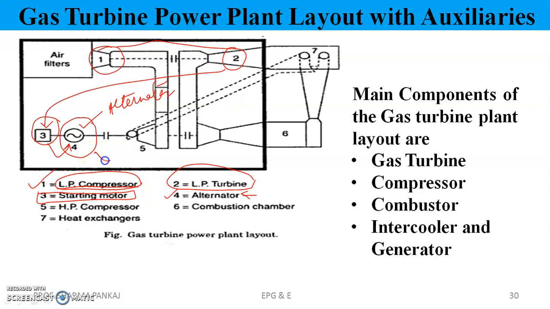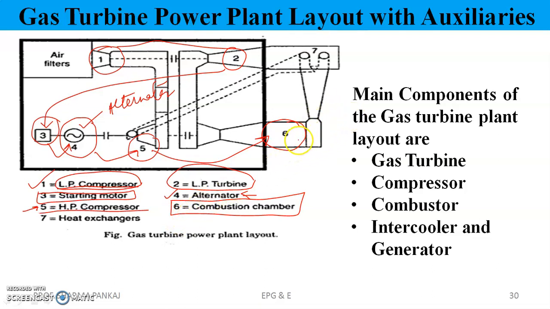From point number 4 we are moving to point number 5. Point number 5 is the high pressure compressor, the HP compressor. From point number 5 we are going to point number 6. Point number 6 is your combustion chamber.